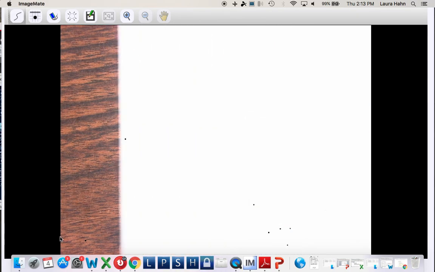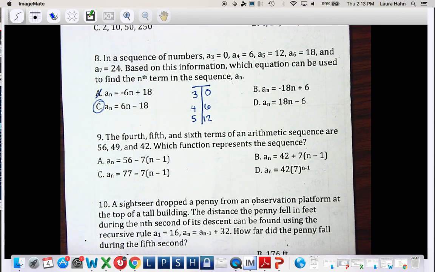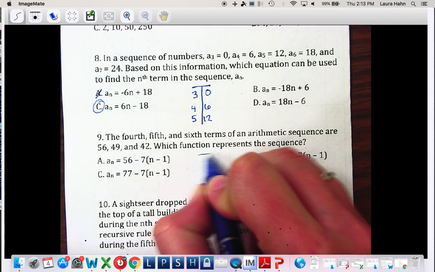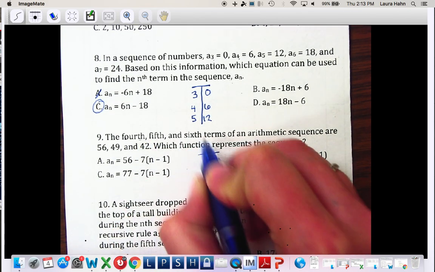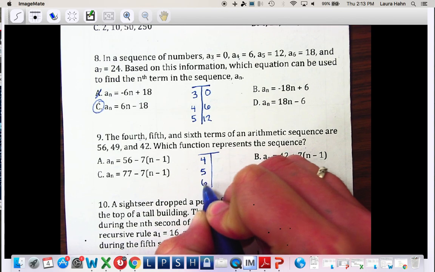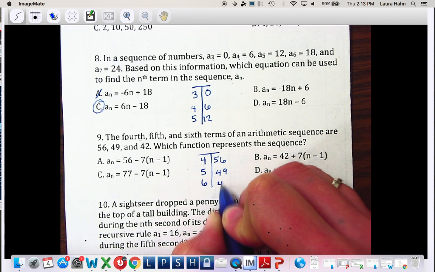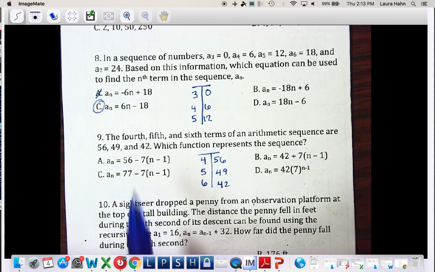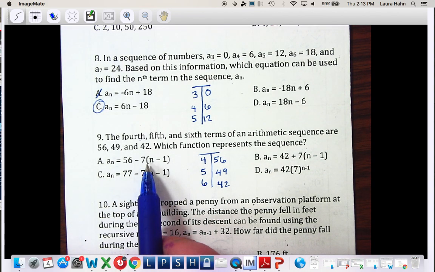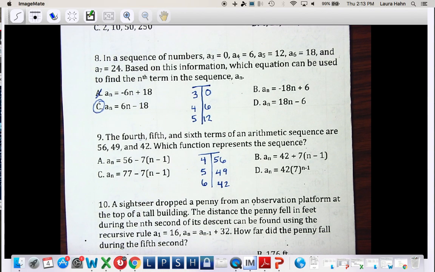Okay, that's pretty much exactly how I would do this next one, okay? So on this one, our table says our fourth, fifth, and sixth terms are 56, 49, 42. So what I would do is graph. Remember, instead of n, you're going to have to type in x. Graph and open the table. Which one matches?